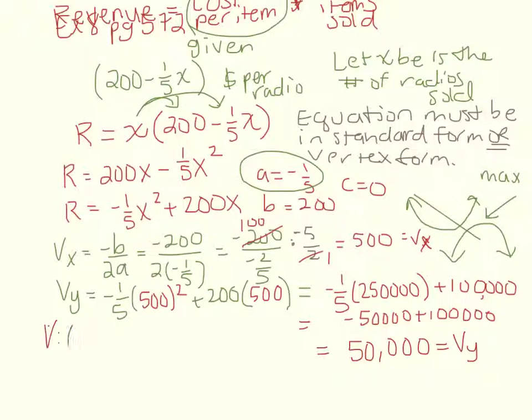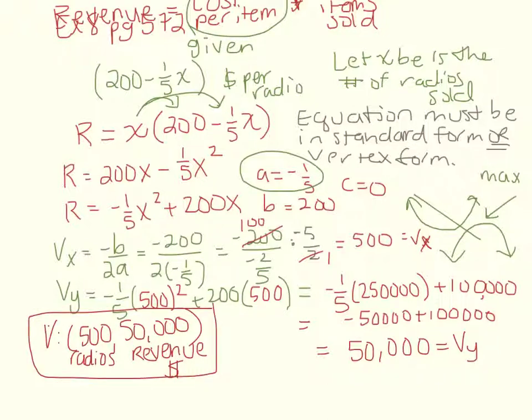Okay, so what does this vertex point mean? 500 and then 50,000. What that means is for every 500 radios I sell, I will maximize my revenue in dollars at $50,000. So I should sell 500 radios to get a maximum revenue of $50,000. And that's the statement that you would write.